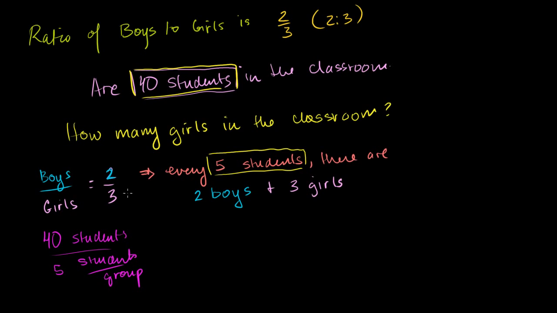So how many groups of 5 students do I have? That means I have 8 groups. 40 divided by 5, I have 8 groups of 5 students.